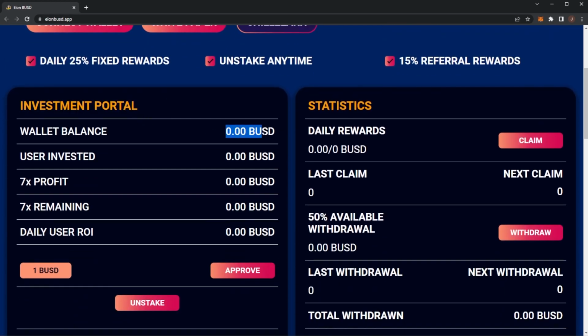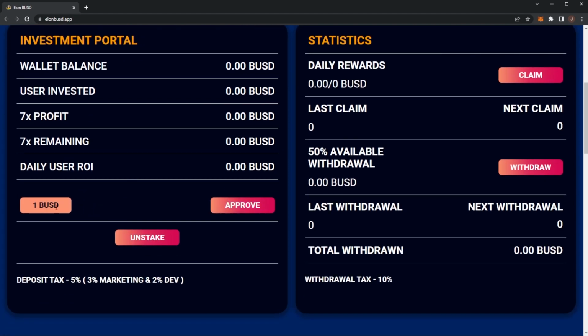So again, you have your wallet balance, invested, user invested. You can earn up to a 7x profit, and you'll be able to see, of course, that 7x remaining balance you can earn with your daily user ROI. Again, you'll need to just approve your spend. So again, you can enter however much BUSD as you want, approve it, and then you can stake. There is a deposit tax of 5%.